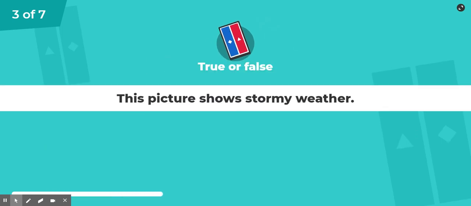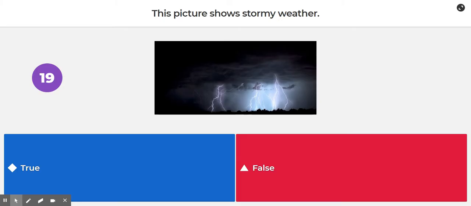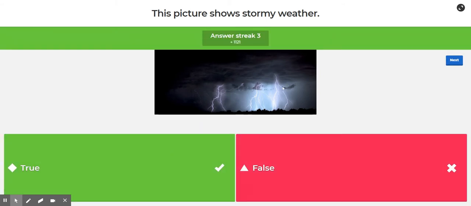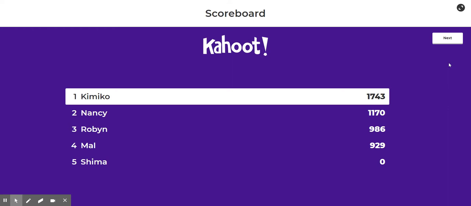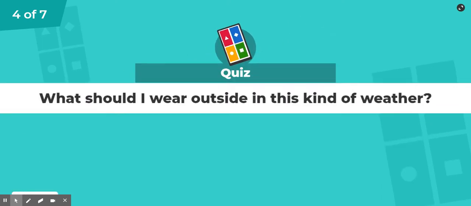True or false? This picture shows stormy weather. Okay, yes, it is true. Yes. Answer streak 3. Yes, I'm still at the top of the board. Excellent. Next. Okay, here comes the next one.